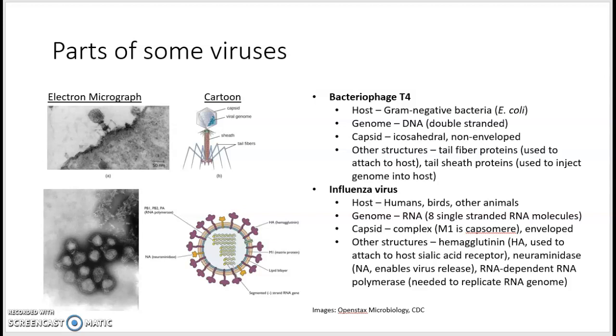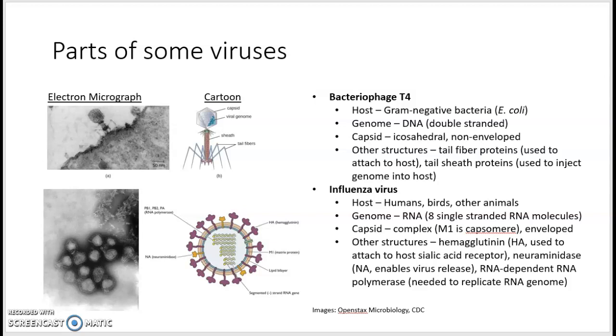Some other important structures are tail fiber proteins, spider leg-looking things that are used to attach to the host, and tail sheath proteins that it uses to inject its genome into the host. You can see that structure in the electron micrograph of that virus attached to the host cell.